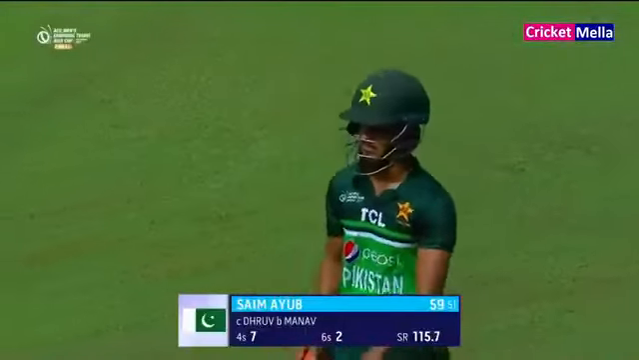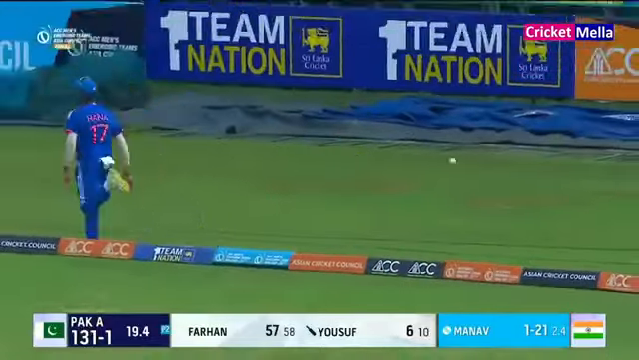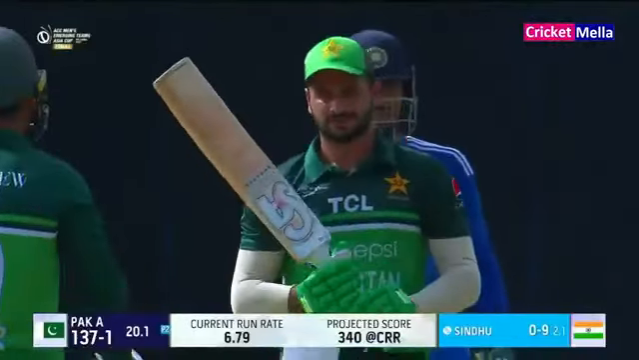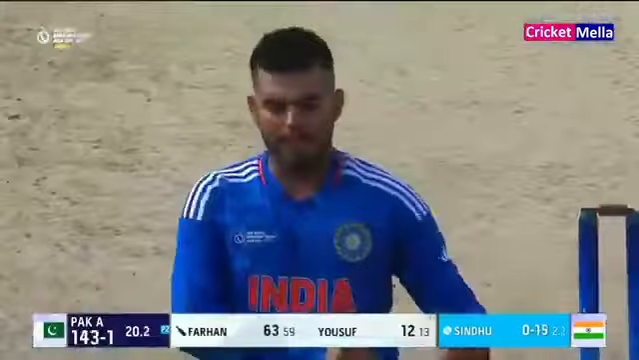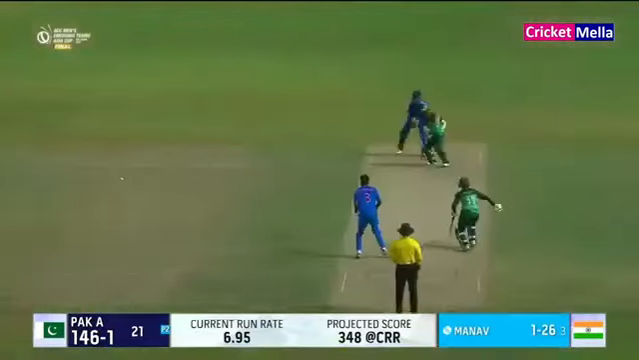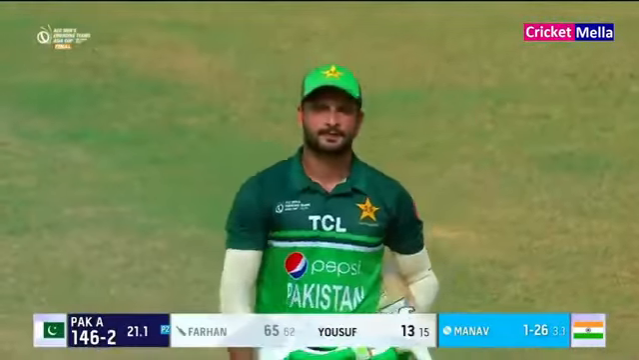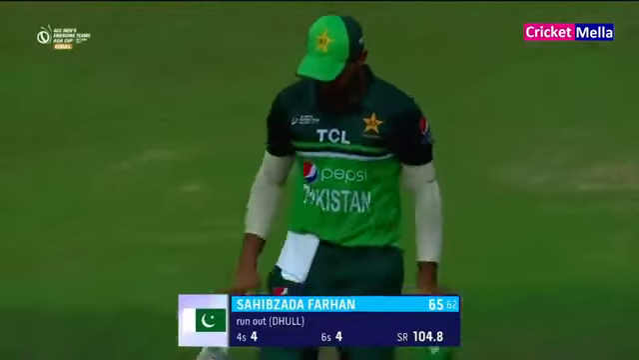Manav Suthar strikes. Down the leg side. Helped on its way and beats the field at deep square leg. That's a bad delivery. Praising the bowler and firing it down the leg side for a freebie. And that's a big shot once again. Sahibzada Farhan. He's taking on the Indian bowlers. Most Indians at the moment will be worried with the start. That's unlucky. How unlucky is that? Just spoke of the captain. He brings the breakthrough for India.